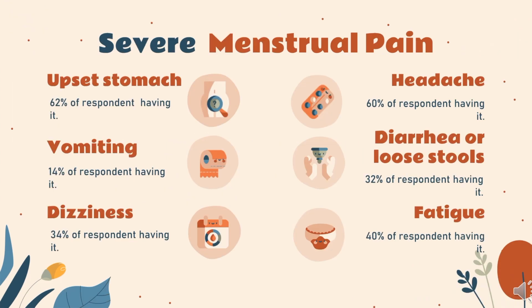Menstrual pain can be severe, and according to the survey, 62% of respondents have an upset stomach, 50% of respondents have vomiting, 34% have dizziness, 60% have a headache, 32% have diarrhea or loose stools, and the last one is 40% of respondents have fatigue. And this is due to the high level of prostaglandins. If there are high levels of prostaglandins, then the more severe the menstrual cramps will be.